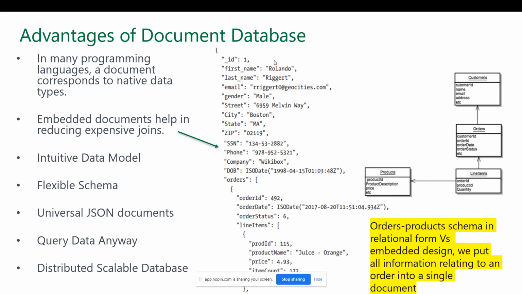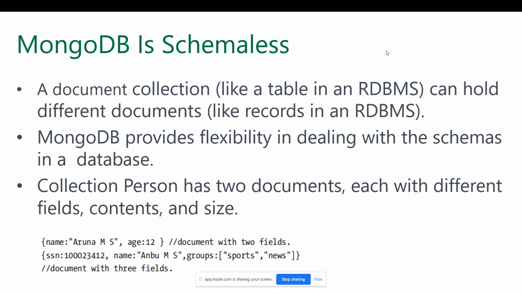So what is the advantage of a document database? The advantages are also the disadvantages. You can see the relational diagram of the database here, an order and product schema in relational form, and this is the equivalent document. In many programming languages, a document corresponds to native data types, to JSON. We can embed documents inside a document when we are doing extensive joins. We can take all this and put it in one document. This is a very intuitive data model. It's a flexible schema. JSON is a universal document format. We can query the data any way. We can distribute a scalable database. So MongoDB is schemaless, with advantages and disadvantages.